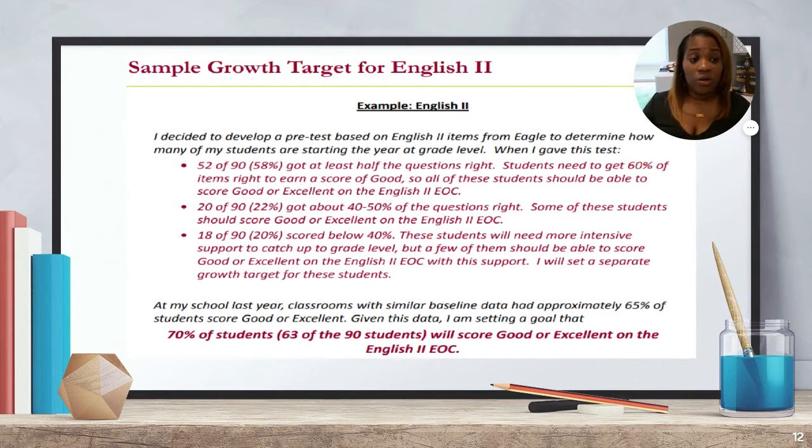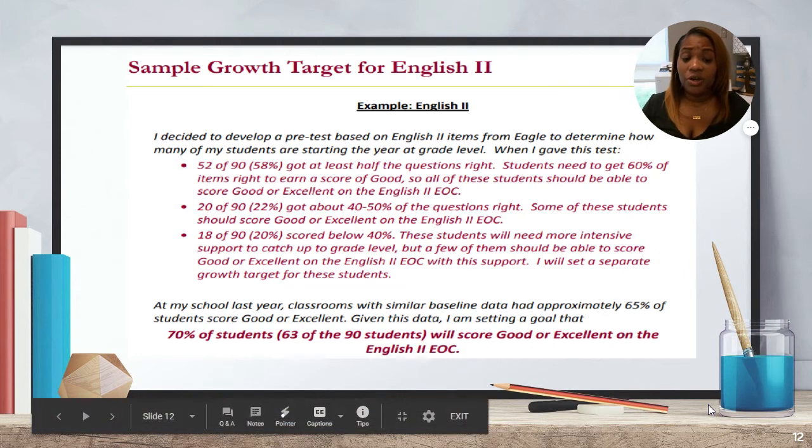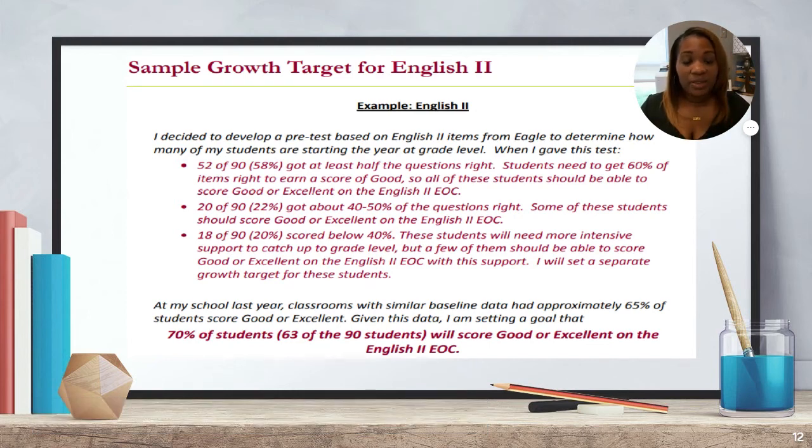So his overall goal for his student learning target is, at my school last year, classrooms with similar baseline data had approximately 65% of the students score good or excellent. Given this data, I am setting a goal that 70% of students, 63 out of 90, will score good or excellent on an English 2 EOC. So he set that goal for his class based on the information that he had gotten.